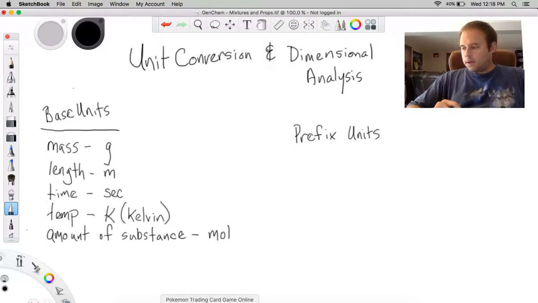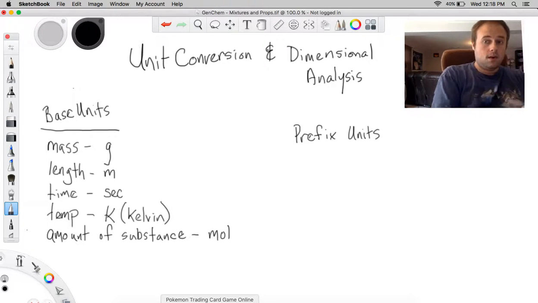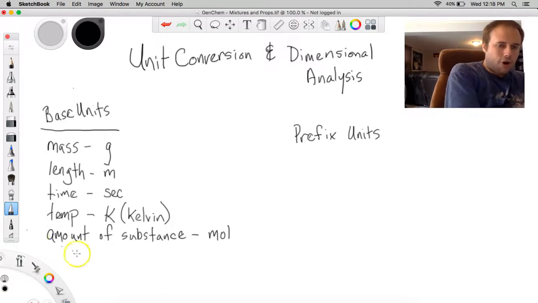Okay. And then finally, another big one is volume. These are certainly not all of the base units.